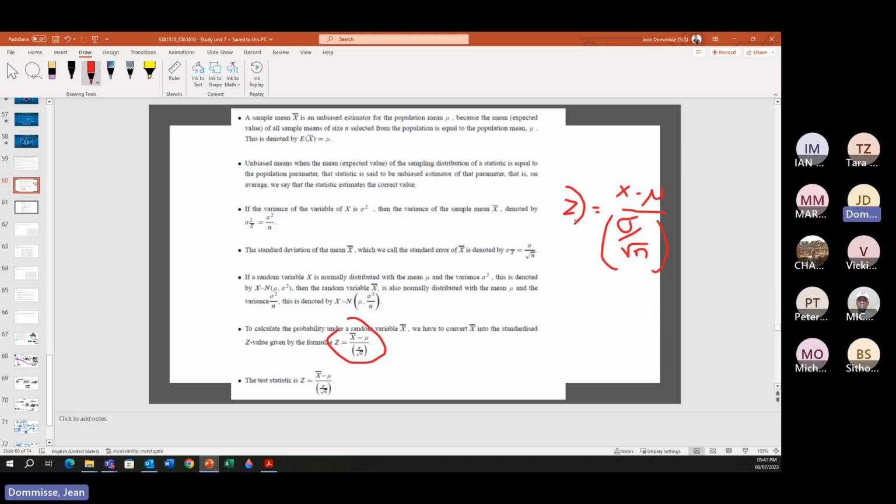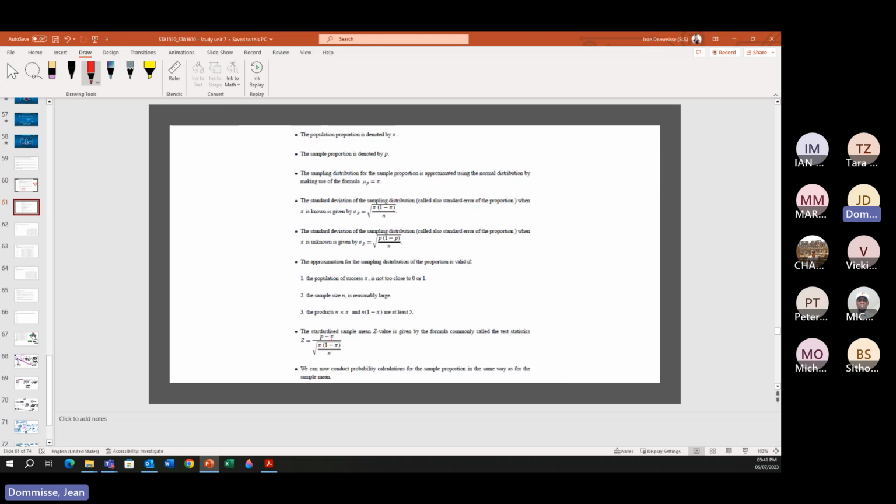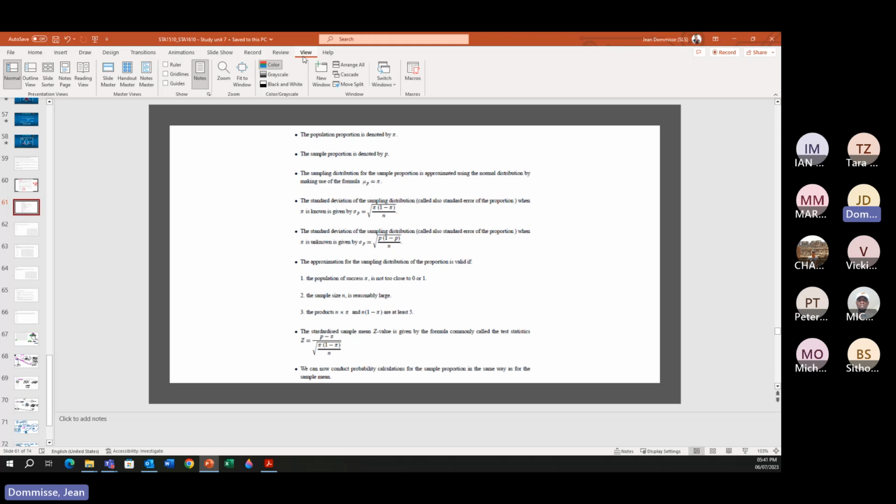As we did last time with the Z, we will go to the Z table, and then depending on what they ask us, we will need to look at what is important. So this is for the sample mean, but then there is also one for the sample proportion. And let me just make this view also a bit bigger.